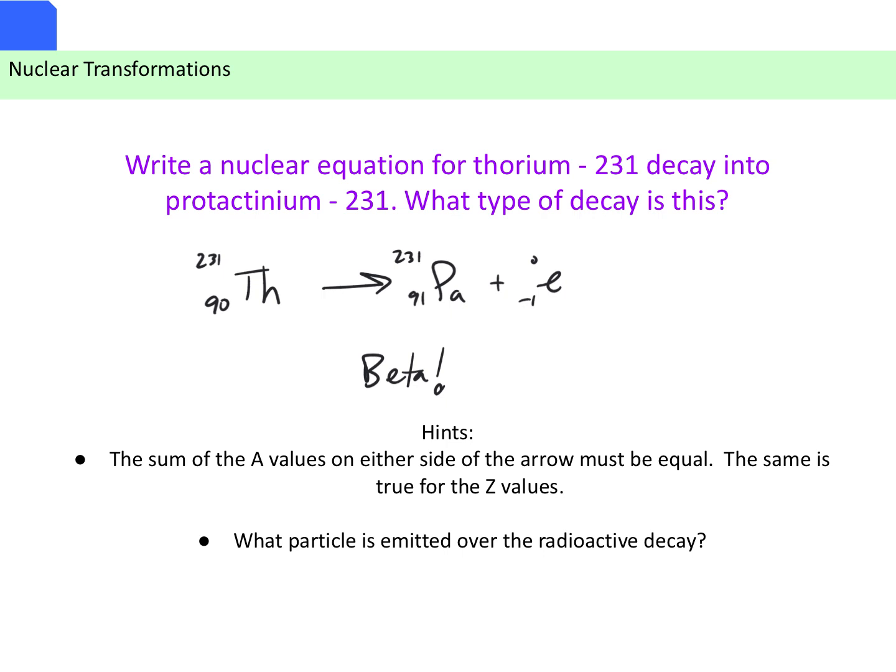Now, if you're still trying to pick up on how I did that so fast, remember the sum of the A values on either side of the arrow must be equal. And so the masses are equal to 231 plus 0. The same is true for the Z values. So if I go from 90 to 91, well, then I must have a -1 atomic number from the electron that will subtract from 91 to give me the 90. So the other thing to look at is the particle being emitted. That is a beta particle, so this is beta decay.